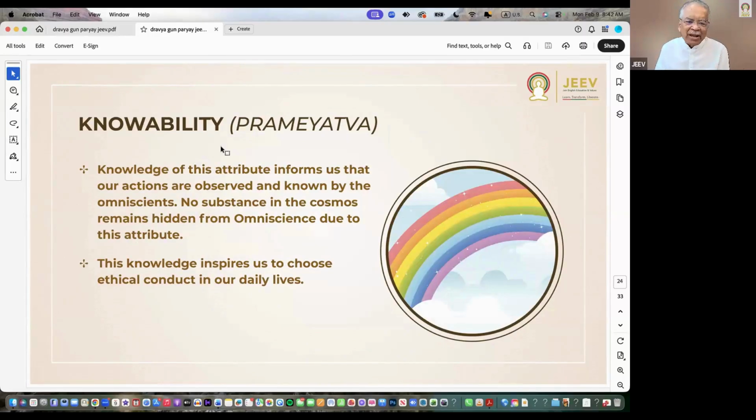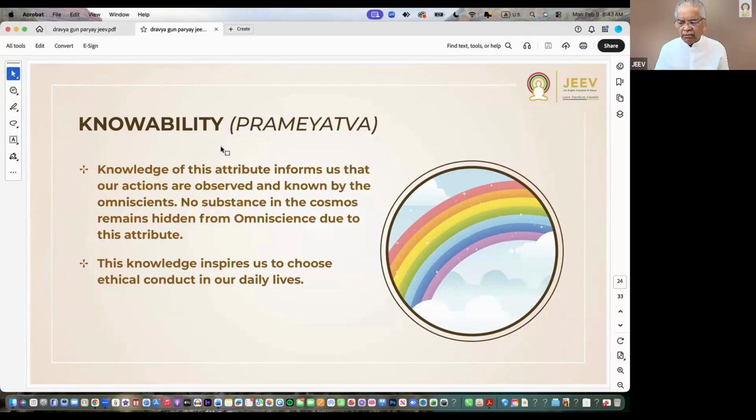This is another important attribute, knowability. I love this knowability attribute. Prameyatva Guna. Prameyatva Guna is present in all the universal substances. Prameyatva means what? This pencil has a Prameyatva attribute, knowability attribute. So this pencil announces, hey, I'm here, know me. Please know me, my existence is there, I'm here. The phone says, hey, I'm here, please know me.